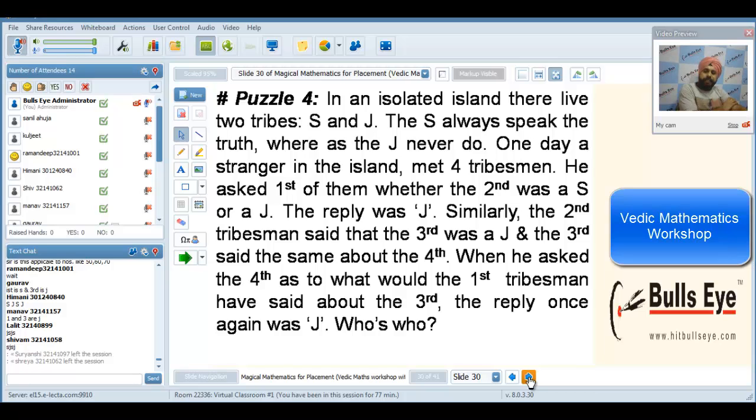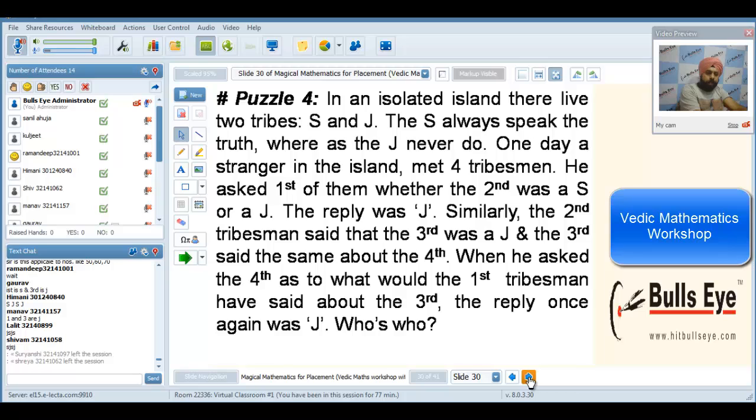Now friends, as in this case, the first person said that the second is a J. This means they both belong to different categories. Second said the third is a J. That means second and third are of different categories, and there are only two categories. So that means 1 and 3 belong to the same category, and 2 and 4 belong to the same category.